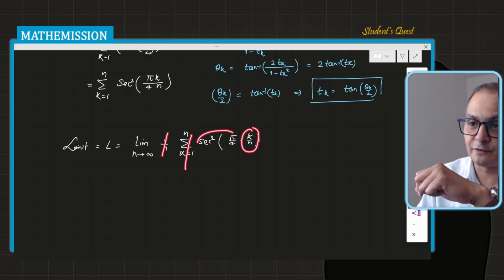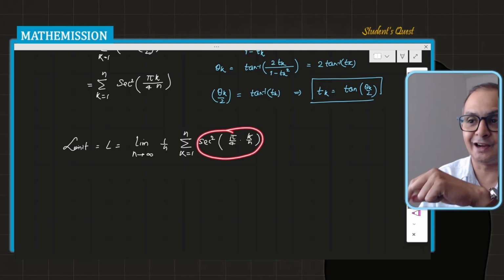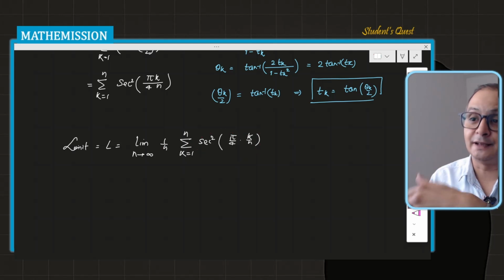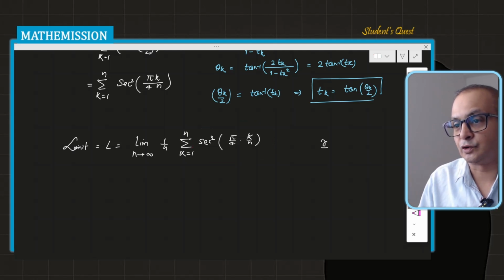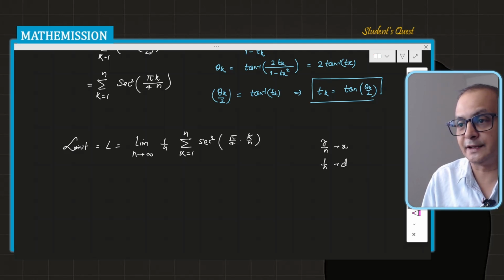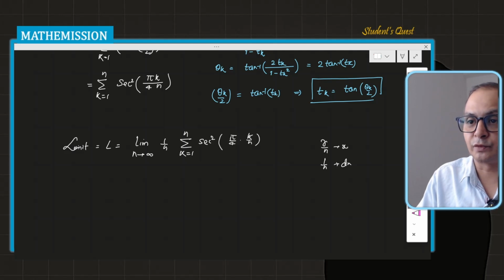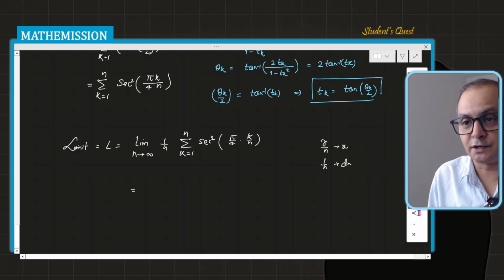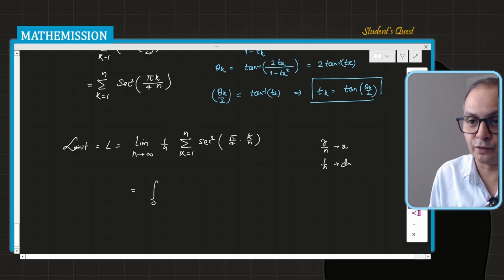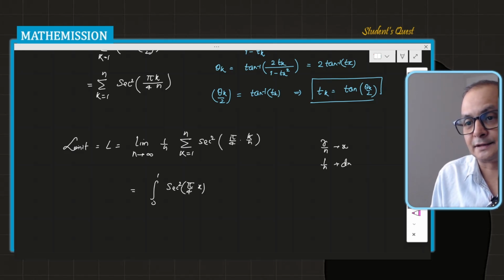It means it's already a function of r by n. So whenever you see r by n, you have to replace it with x. So r by n should be replaced with x and 1 by n should be replaced with dx. And the bounds, k equal to 1 to n, will turn into 0 to 1. So we'll get the integral from 0 to 1, and this is going to be sec squared of pi by 4 x dx.